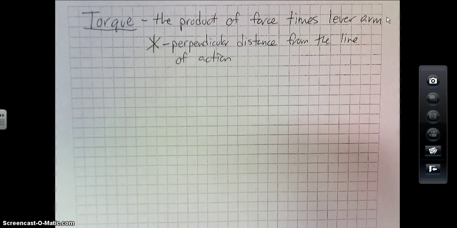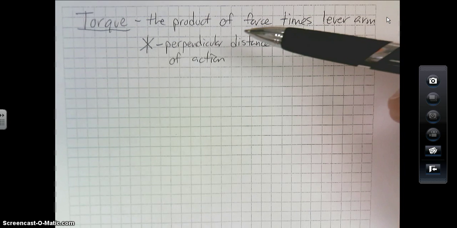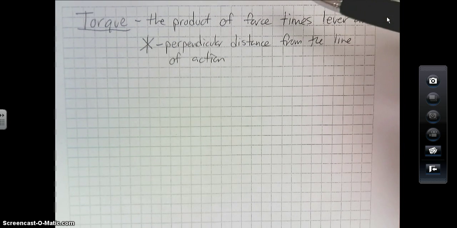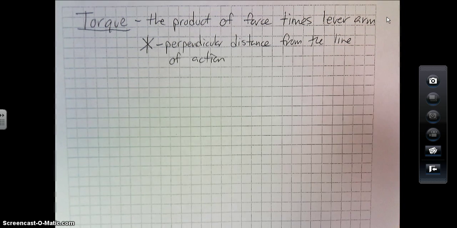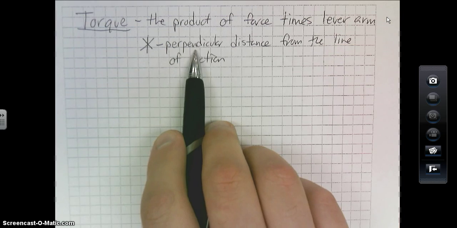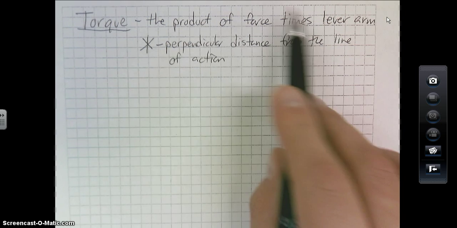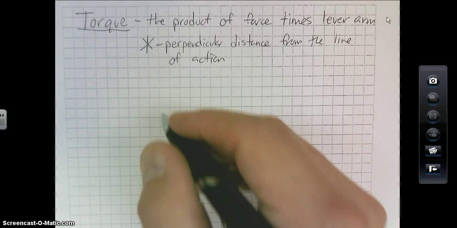This video is all about torque. I've given a definition right here as the product of the force times the lever arm. I've also made a little asterisk here that says it's the perpendicular distance from the line of action. Now, so far this is very vague, so I'm going to draw you a couple pictures.